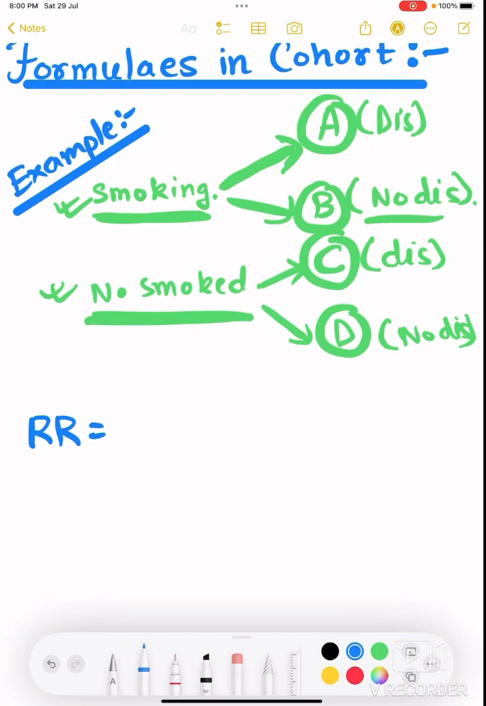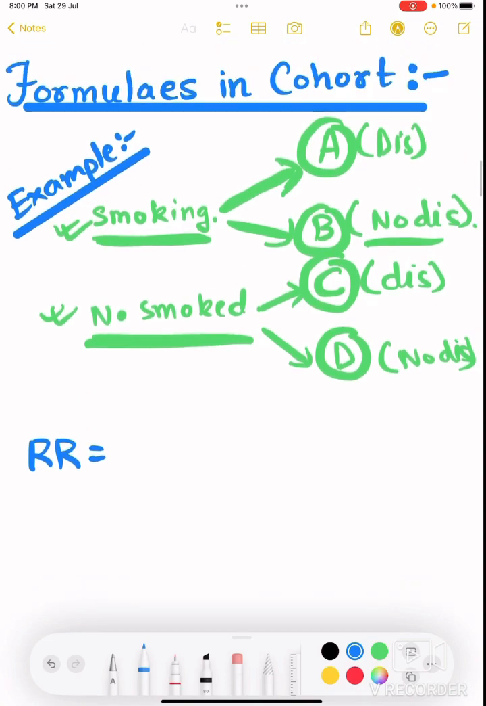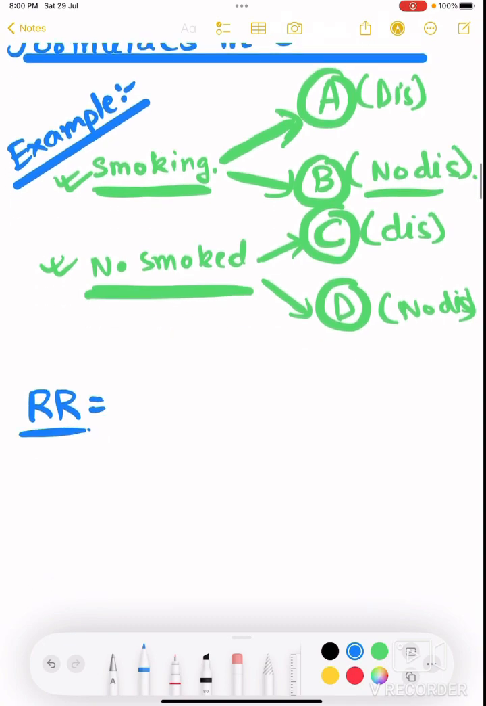Relative risk, what is relative risk? Relative risk actually tells how common lung cancer is in a patient if he is smoking, right, as compared to someone who is not smoking, right? So this is relative risk. Okay, so what will be the formula of relative risk?